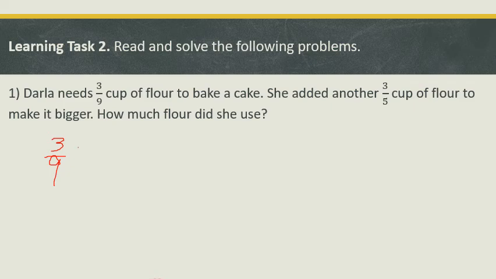So, added. Ito nagdagdag. Dadagdag tayo ng 3/5, so addition. Yung 9 and 5, hanapan natin ng LCD. Ang LCD ng 9 and 5 is 45. Then, 45 divided by 9 is 5 times 3 is 15. 45 divided by 5 is 9 times 3 is 27. Then, add na natin. 15 plus 27 ay 42.